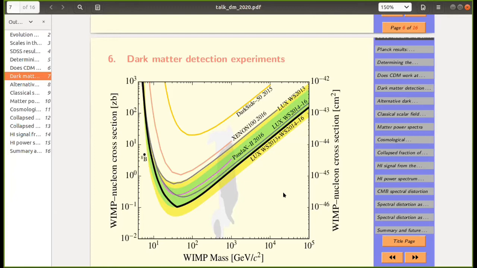And people thought they would find something in this parameter space, like this mass range of WIMP, between 100 to 1000 giga electron volt, and cross sections smaller than 10 to the minus 42, but certainly larger than 10 to the minus 45. But nothing has been found so far. So that's why the excitement about another dark matter candidate. It is partly motivated by the failure of the experiments to detect the dark matter, the WIMP dark matter, that is.